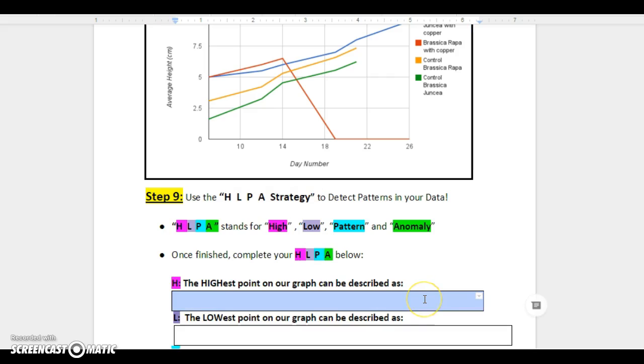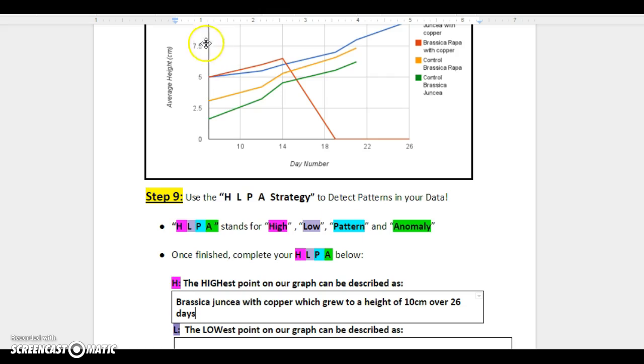Below, I can then describe the highest point on my graph as Brassica juncea with copper, which grew to a height of 10 centimeters over 26 days.